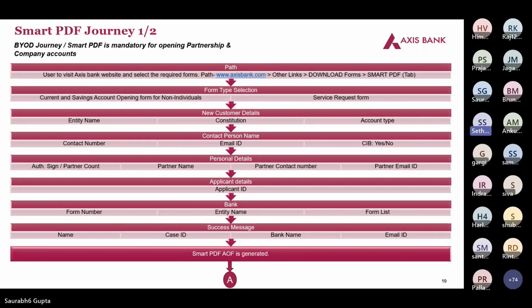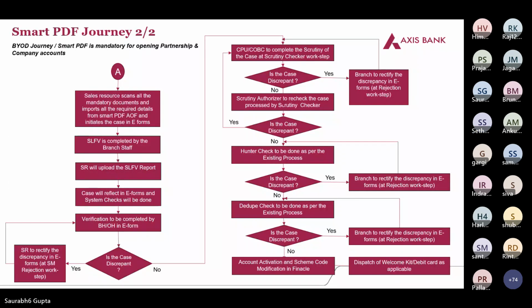And if you can just go to the next page, Saurabh? Yeah. So once the details are pulled into eForms, all the other steps will remain the same. All other steps, say SLFE, FLFE, then SMBH, then after that Hunter, the scrutiny, Hunter, and dedupe. All the steps will remain the same. The only difference being how the data is inputted into the system.